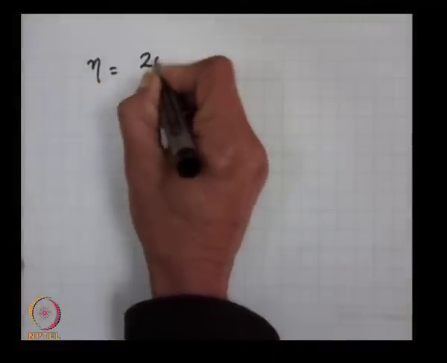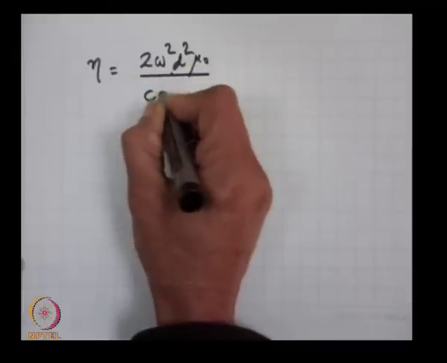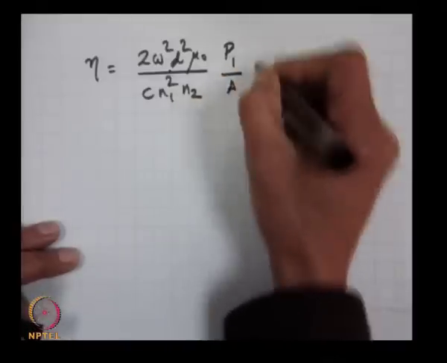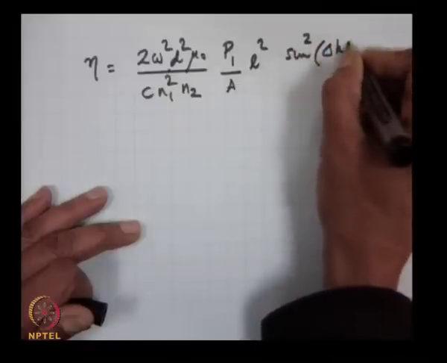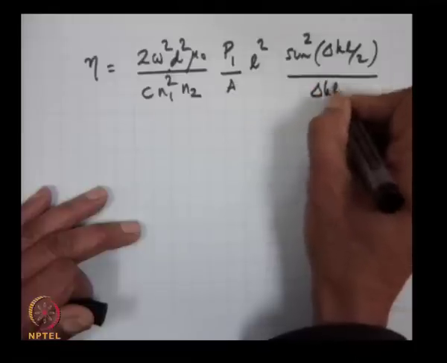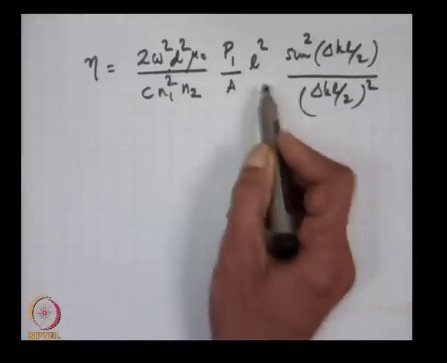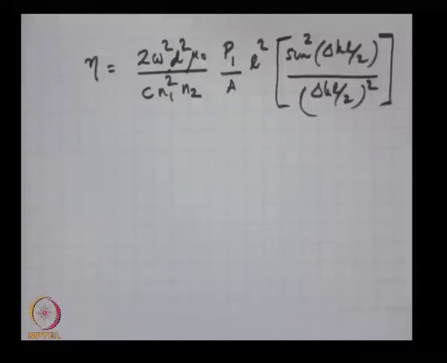If you remember, we had obtained this equation, eta is equal to 2 omega square d square mu 0 by c n1 square n2, P1 by A, L square, into sine square delta k L by 2 by delta k L by 2, whole square. So what I've done is I multiplied and divided by L square, keep this as a sinc function, and there's an L square here.